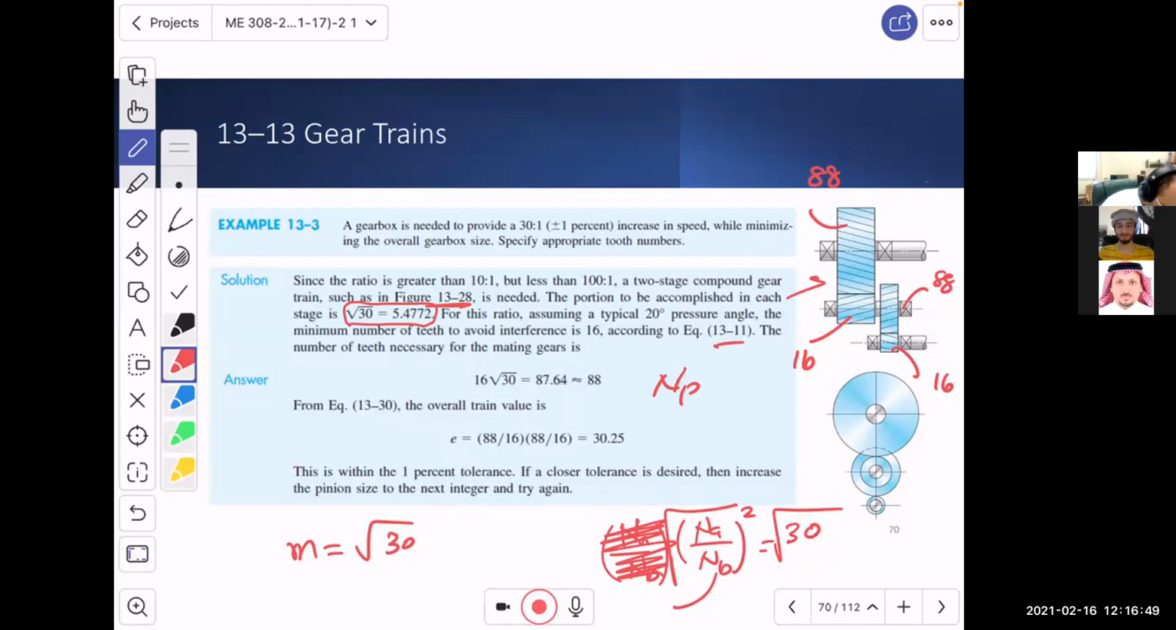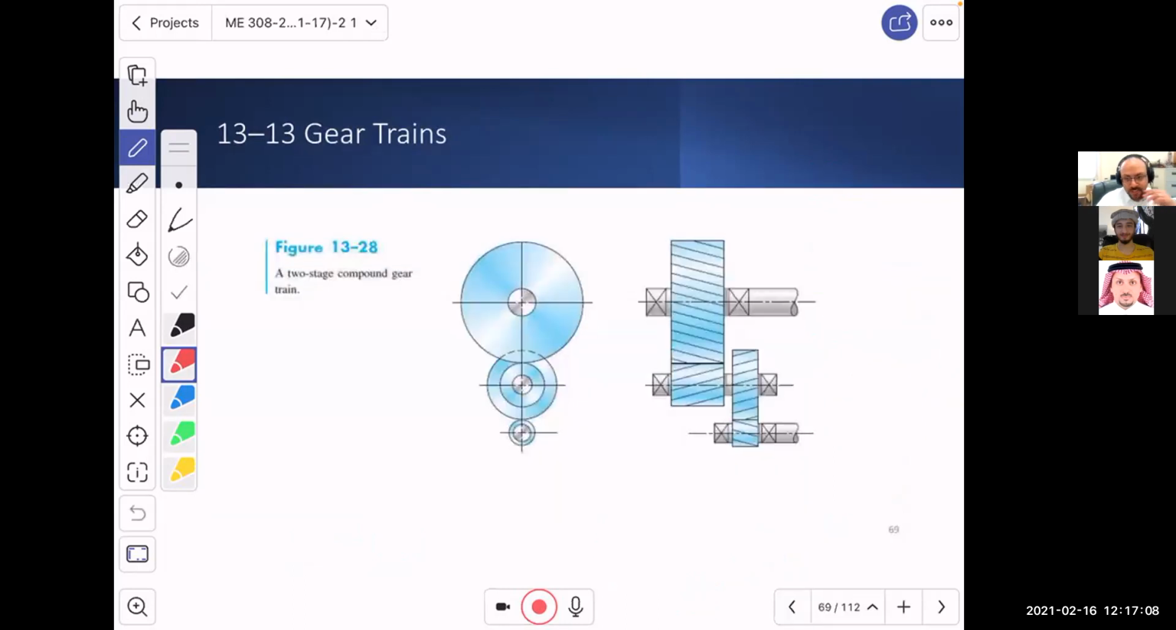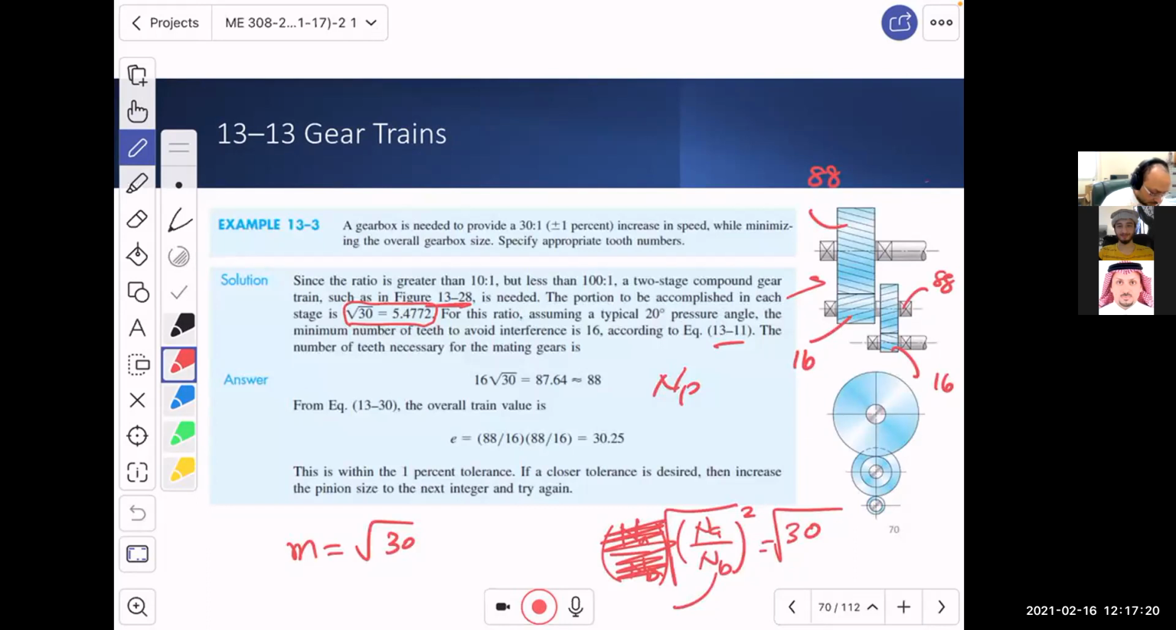So maybe, yeah, maybe. Oh, but let me see. This is the bad thing about the book. Figure number, can you check if you go back? This is the problem. If you go back to figure 13-28, it's not a spur gear. But okay, maybe Hassan, maybe you're right. Maybe this is the problem with the textbook.